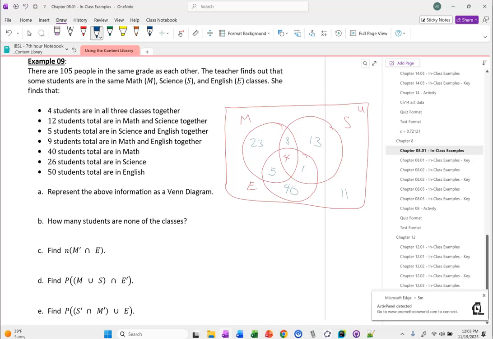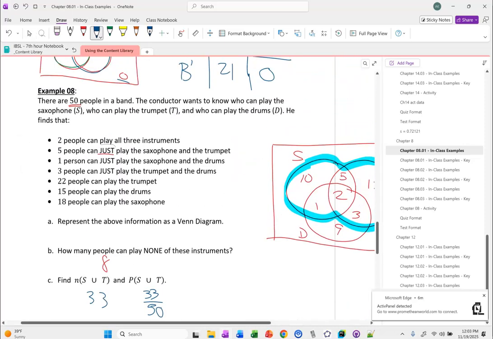Let's count. 45, 9, 50, 63, 71, 94, and 11 more makes 105. Okay. So keep in mind the difference between this problem and the previous one, with total versus just. With just, we could just fill the numbers in the right spots. With total, we have to do some subtractions all the way, right?